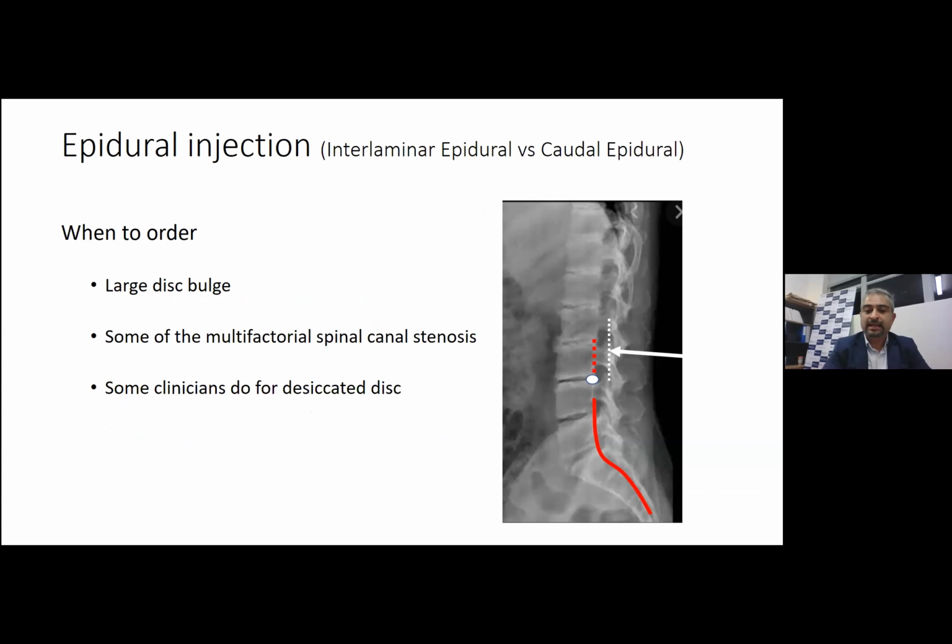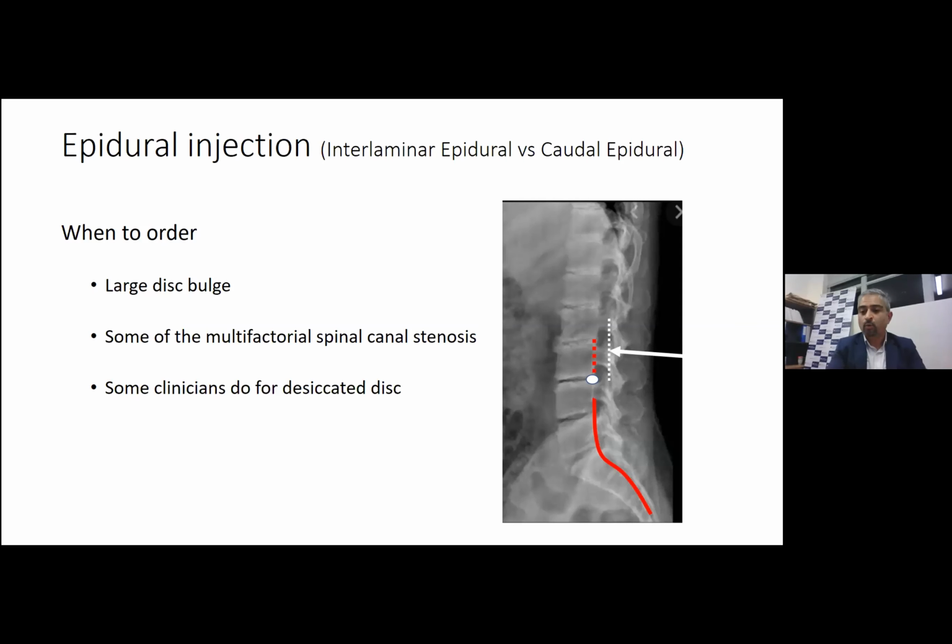Unfortunately, that is not a place where the pathology exists. Pathology exists like disc bulge, where the red dotted lines are. So it's different anatomy in the spinal canal. And to reach that area, usually we need to give caudal epidural. We go from the caudal with a special catheter, reach that space, and dump some local anesthetics and other medications.